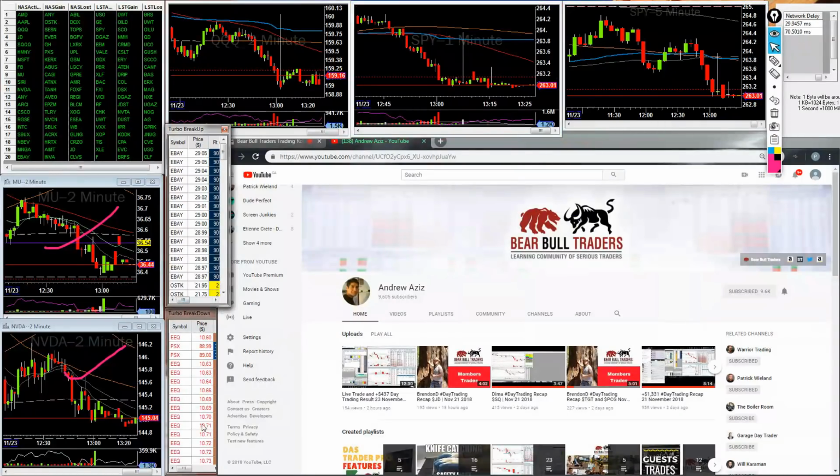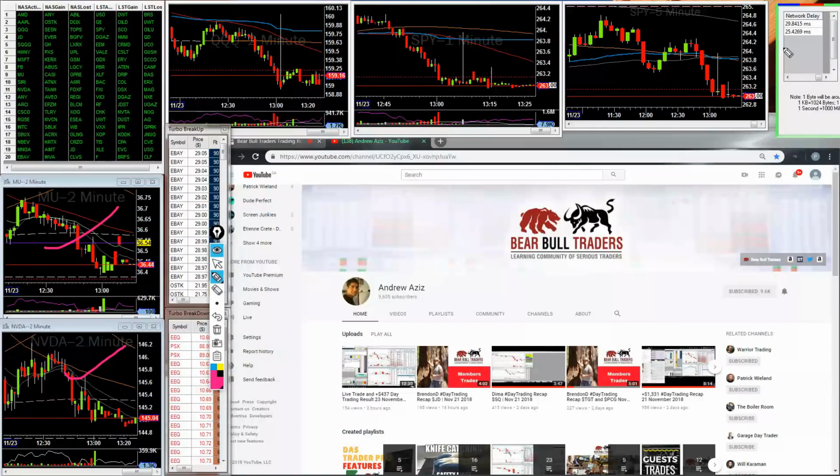And then last but not least, here are the only two windows I tend to look at during the day from the Trade Ideas scanners. That's the turbo breakup and the turbo breakdown. I just keep it here so I can see what flashes up, and I can quickly call them up into another screen.